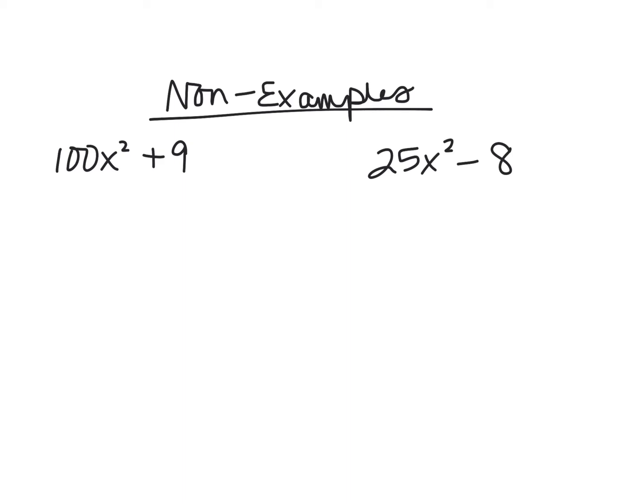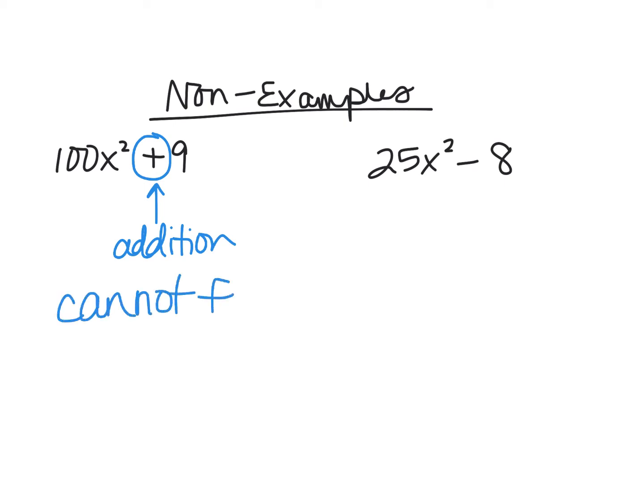So these are actually some non-examples. And I want you to look back at your top 3 bulleted list on your notes and see if you can figure out why these are non-examples. All right, so hopefully you see the issue with this first one. It does have 2 terms, but the problem is this has addition. And when it has addition, we cannot factor that. So this problem right here cannot factor, and so you would just leave it like it is.